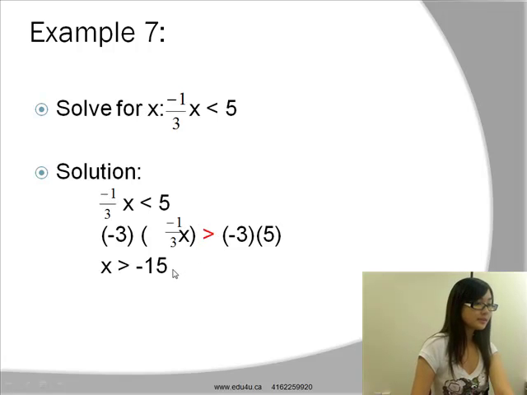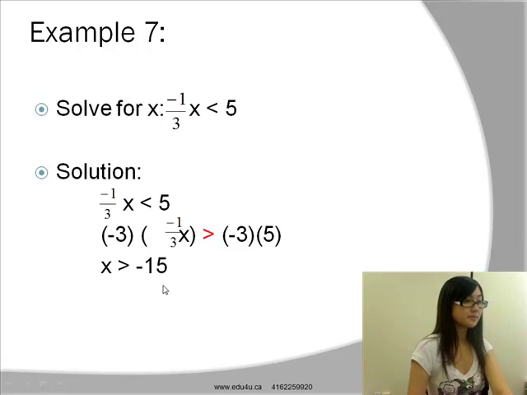What we're left with is negative 3 times negative 1 over 3, that's going to be 1, so that's going to be x bigger than negative 15, and that's going to be the final answer.